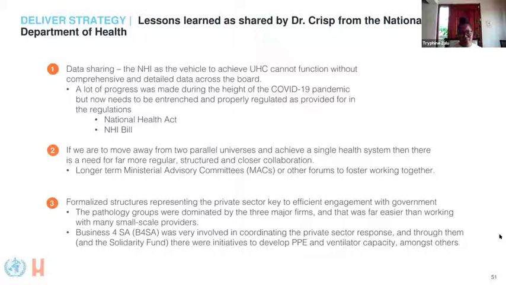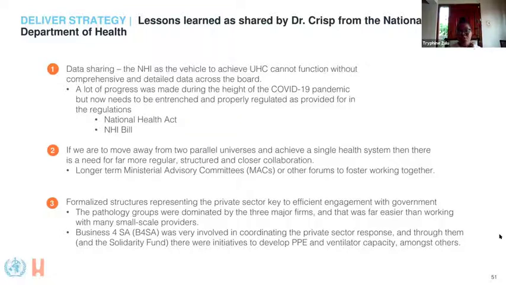And moving on to the next slide, I just had a talk with one of the technical resources that was responsible on the government side in negotiating with the private sector. His thoughts around the lessons learned during this period were that it was very important that there was data sharing between the public sector and the private sector, particularly as we move towards national health insurance, which is our version of UHC. And it was important that everybody is aware that without data sharing, there is no way that we can move towards UHC, towards a comprehensive, detailed response in the universal health coverage sphere.